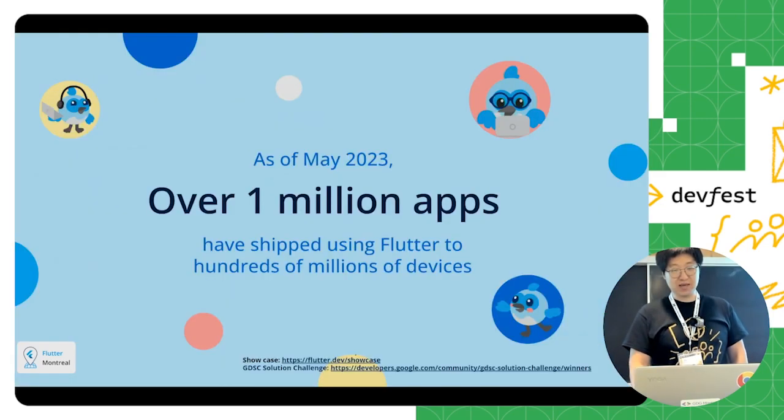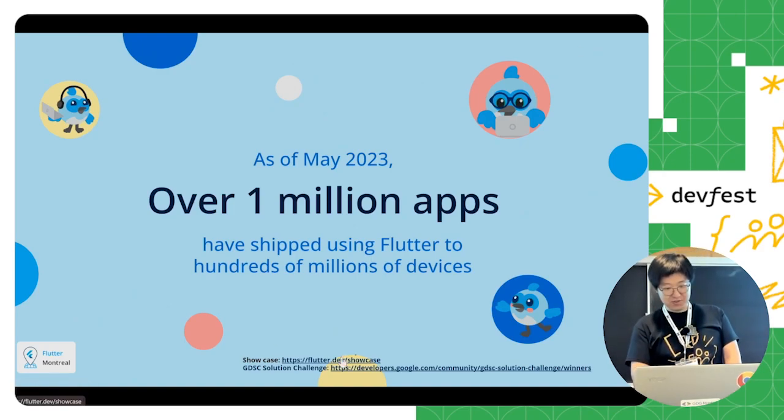All right, so as of May 2023, Google announced that there are over 1 million applications written in Flutter shipped to hundreds of millions of devices. So actually Flutter is the real thing, it's not kind of an illusion. So a lot of people are using it, right? And then I'm gonna show you some showcases.